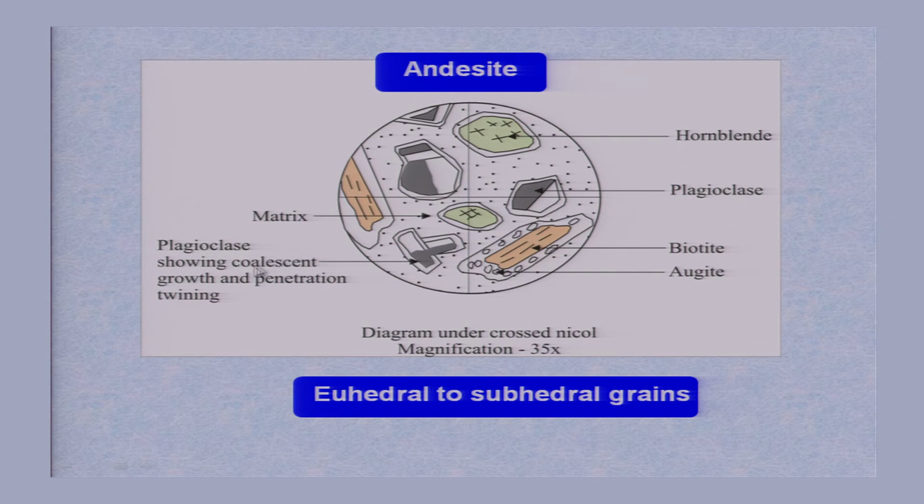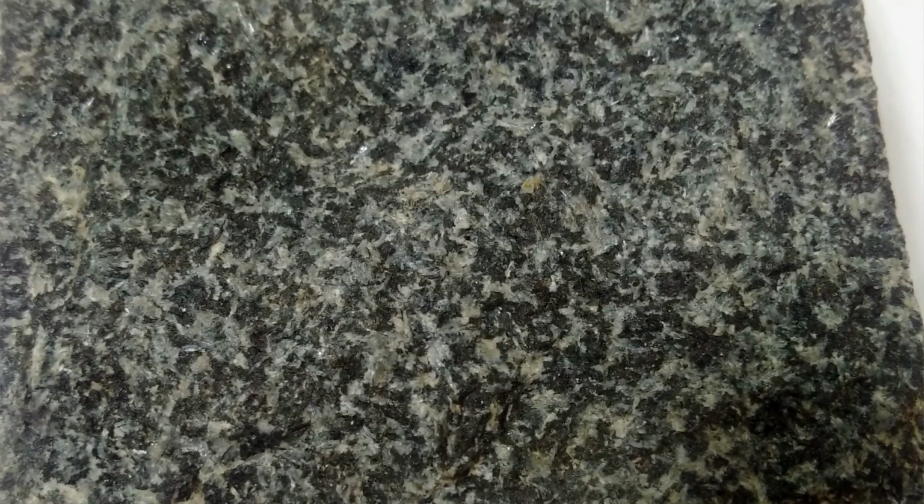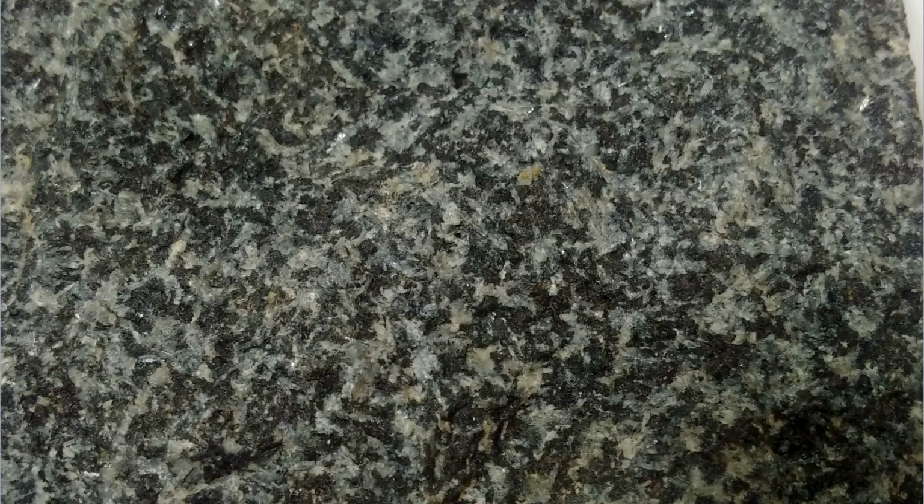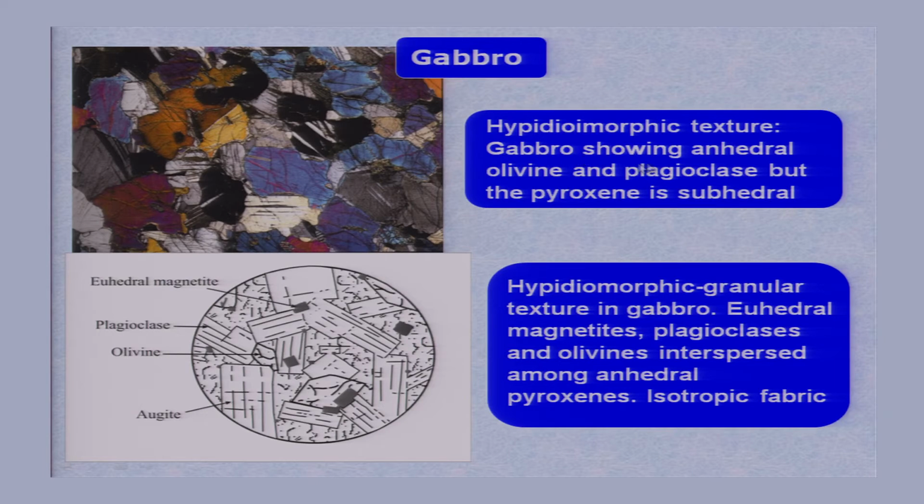Here I am showing the plagioclase showing coalescent growth and penetration twinning. This plagioclase is penetrated into another crystal of plagioclase. So, this is an example of gabbro. Gabbro is also a basic igneous rock. This is a plutonic rock, and it displays hypidiomorphic texture. Gabbro shows anhedral olivine and plagioclase grains, but the pyroxene crystal is subhedral in shape. Hypidiomorphic granular texture in gabbro.